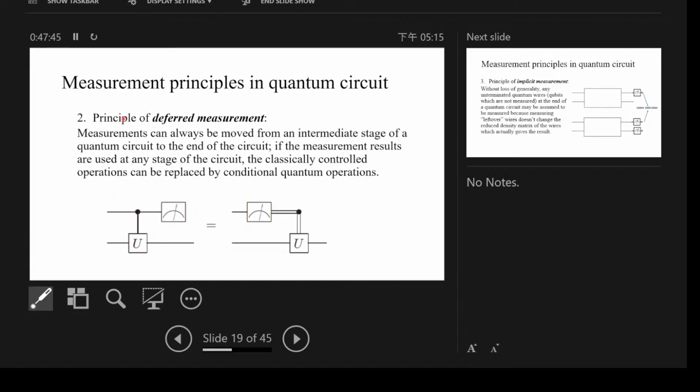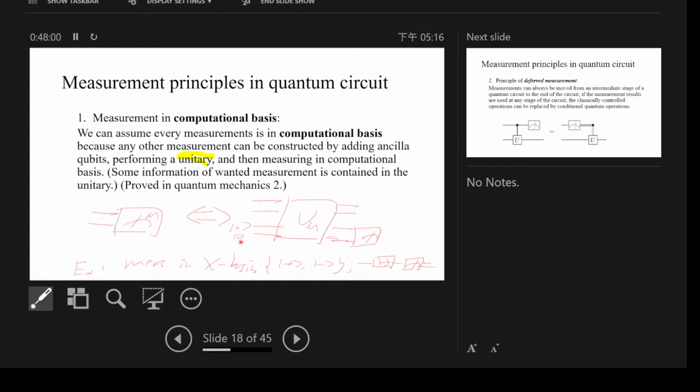And there is another thing, that you can actually defer measurement to the end, by doing something like this. We will talk about this measurement principle a bit more next Tuesday, and we will have our midterm next Thursday. I think it's in the 8th week. So see you next Tuesday.